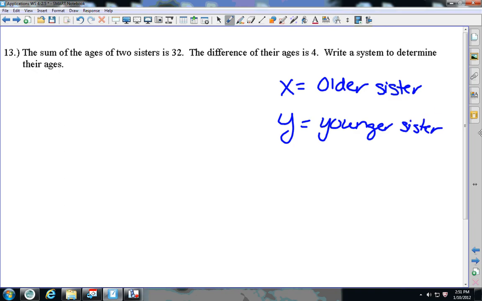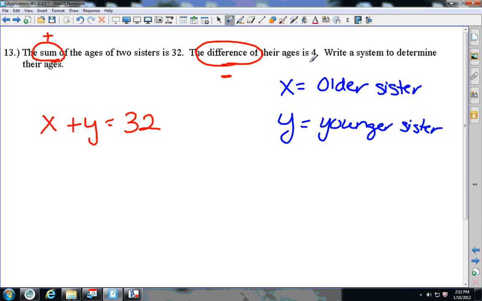Okay, the sum of their ages. Sum means addition, so the older sister plus the younger sister is 32. Now the difference means subtraction. The difference of their ages is 4, so you take the older sister minus the younger, and the difference is 4. There's your two equations. You should be able to go through and solve your system of equations here.